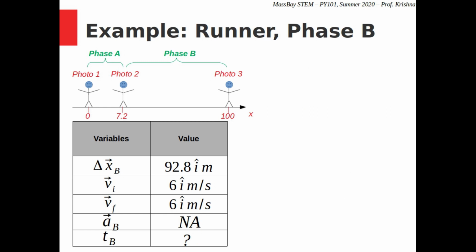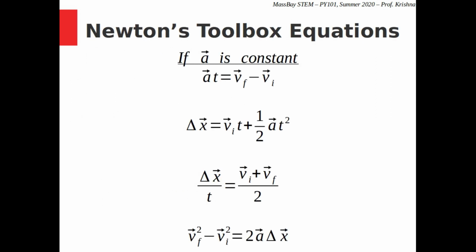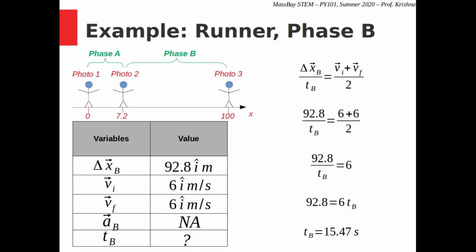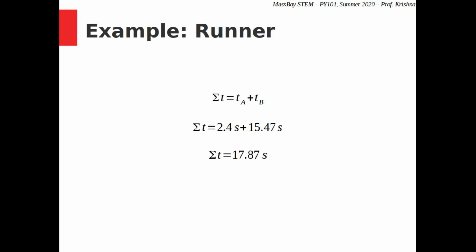We finally have 3 pieces of information for this phase: displacement, initial velocity, and final velocity, and we can solve for the time. The only equation that weaves together these 4 quantities is toolbox equation number 3. We'll apply this and solve for the time. It is 15.47 seconds.